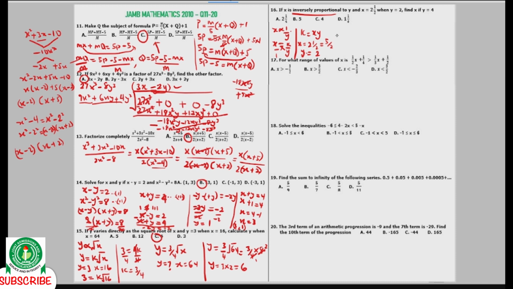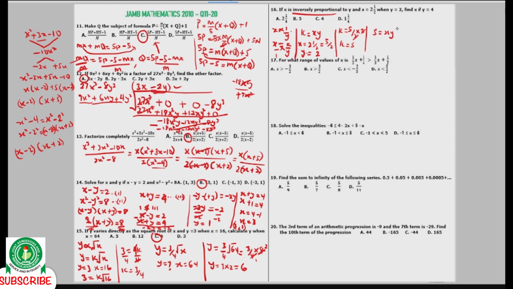So substituting to get our k, we have k is equal to x, 5 over 2, multiplied by 2, which is our y. So this one cancels out. K is equal to 5. Now from there we can get our x. Find x now, because our k is 5. So meaning that this expression here is 5 equal to xy.